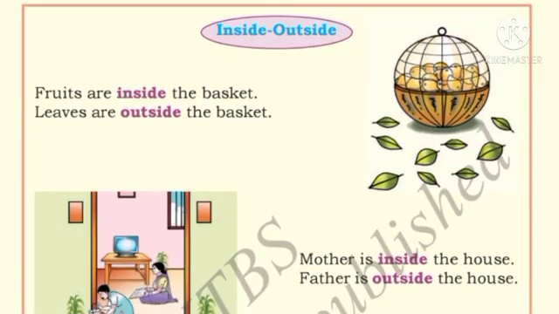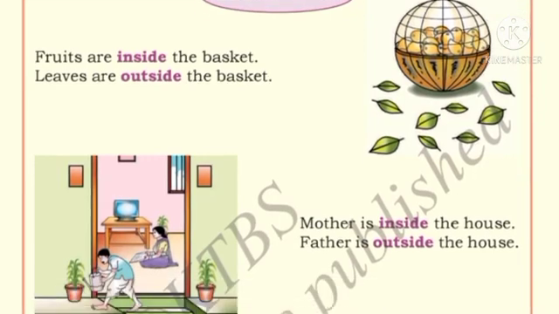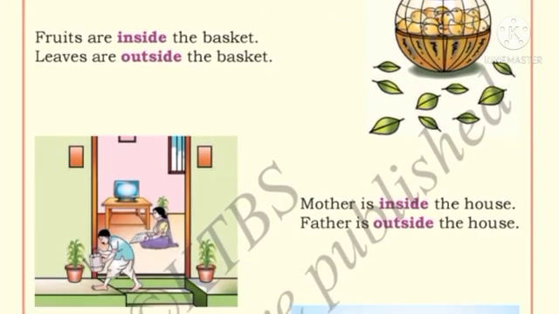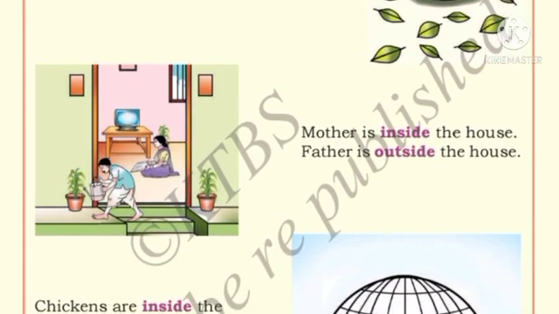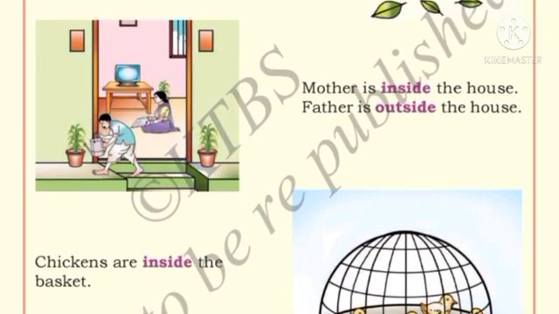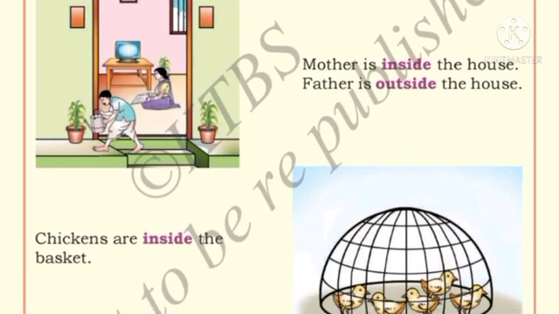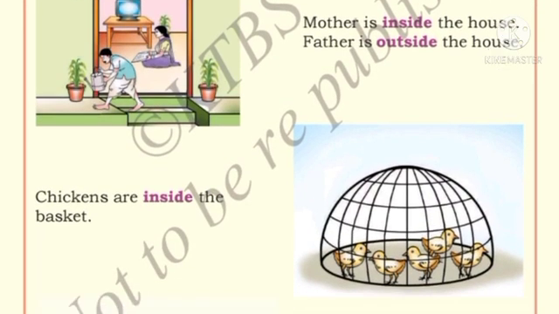Now inside and outside. See here children, fruits are inside the basket, leaves are outside the basket. So inside means in that inside, outside means outside. See here, the mother is inside the house, the father is outside the house. Here chickens are inside the basket.